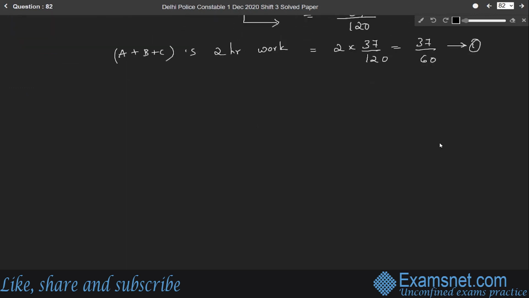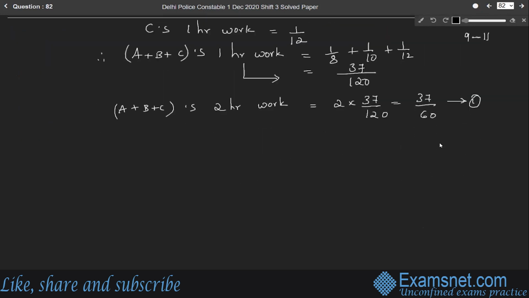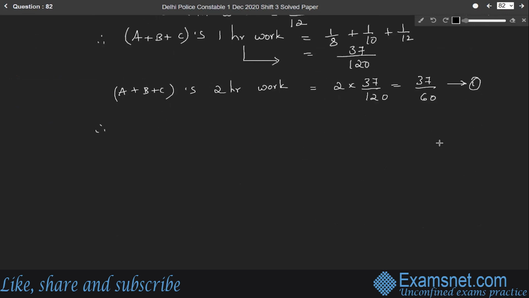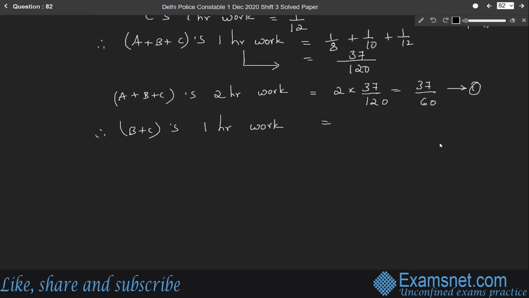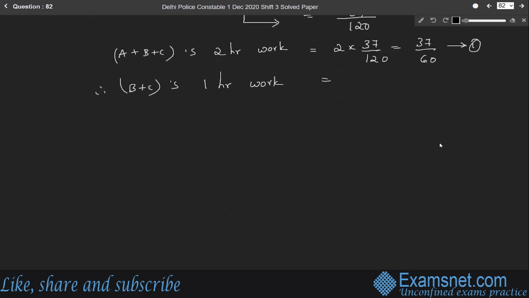After 2 hours, only machines B and C continue working, for only 1 hour from 11 a.m. to 12 noon. So B plus C's 1 hour work becomes 1 by 10 plus 1 by 12. Here 60 is the LCM, and we get 11 by 60.